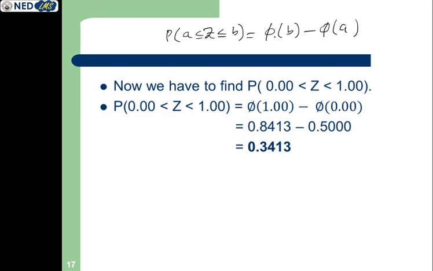Just calculate the probability: phi of the upper limit minus phi of the lower limit. Phi is the notation of the table. You have to find the table of the standard normal distribution, which is also used with the standard normal probability distribution. So first of all, write the interval in the form of phi of upper limit minus phi of lower limit.